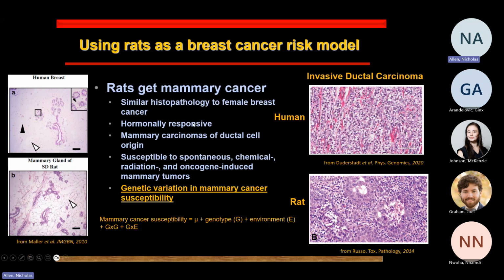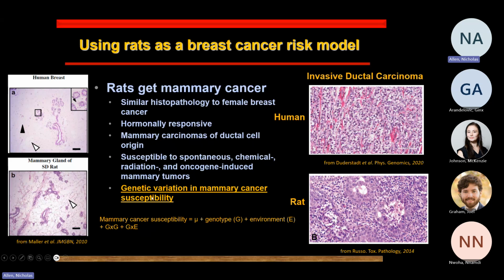What else on here? So rats and humans both get hormonally responsive tumors. Both get tumors of ductal cell origin. These are the cells that I talked about. Rats are susceptible to spontaneous tumors. We can also, in the lab, induce them with chemicals, radiation, and oncogenes. We can put activated oncogenes directly into the rat mammary gland, and they will develop tumors.